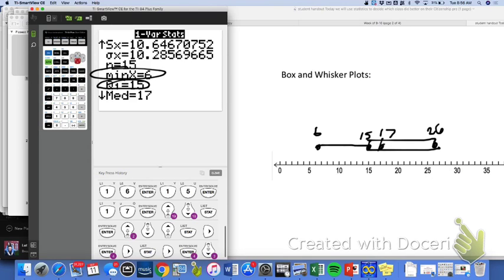And what is our right whisker going to extend out to? What's our maximum? 43. Ah, snap! I did it again where I didn't give myself enough room. We're going to assume that 43 is out there, guys. You guys put yours above the 43.